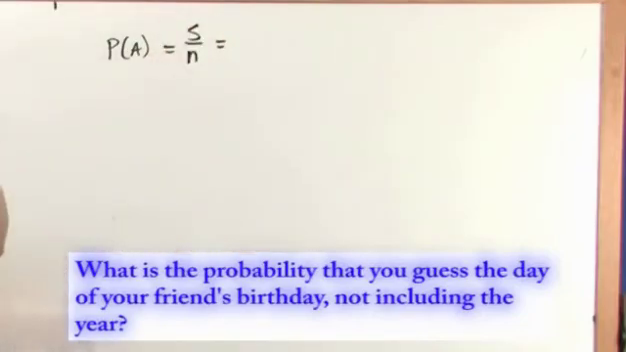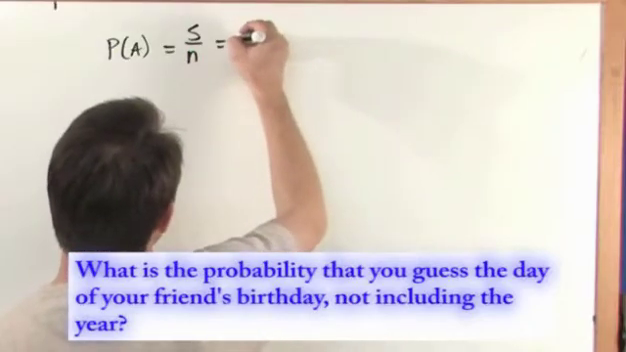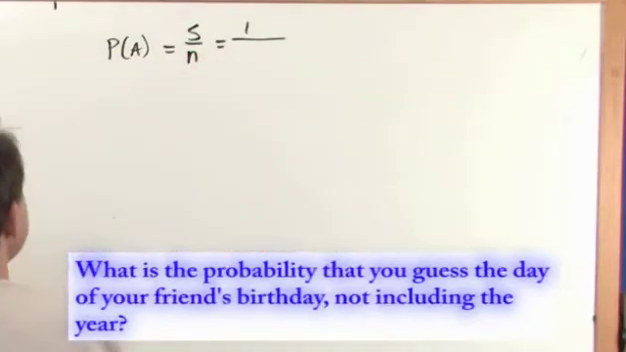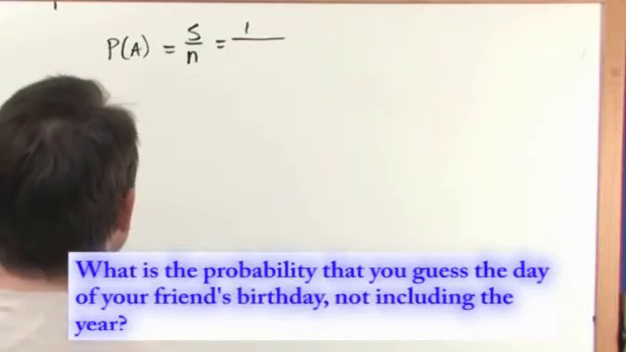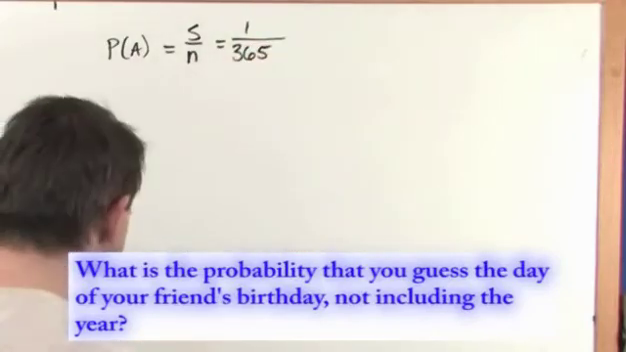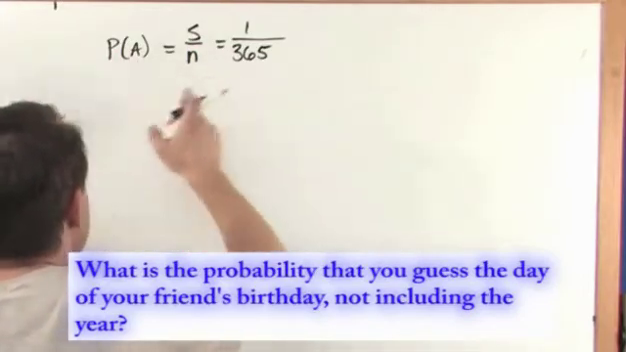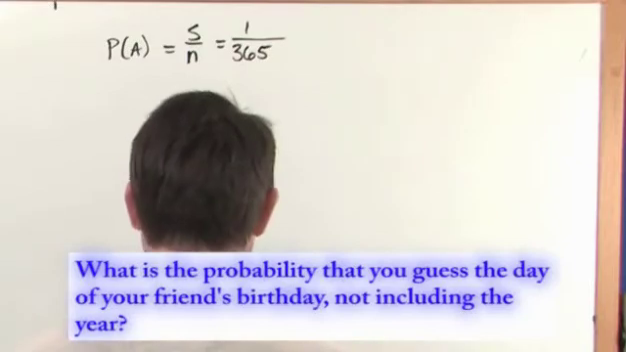How many answers are there to that problem? What is your birthday? Well, there's only one answer to that problem. So 1 divided by how many different ways could I answer? Well, there's 365 days in a year. So 1 out of 365. And that's the answer. That is the probability of me guessing my friend's birthday purely randomly.